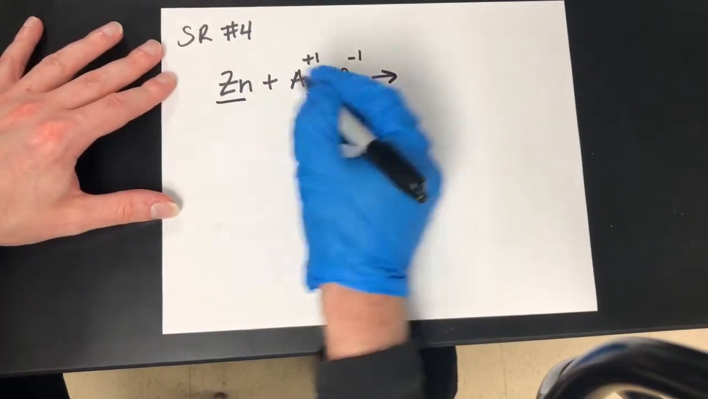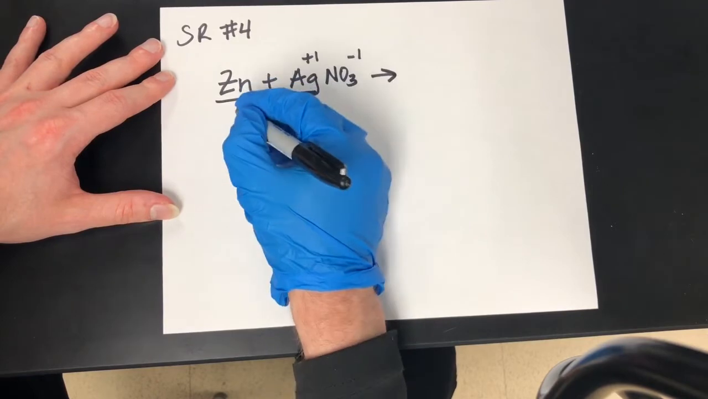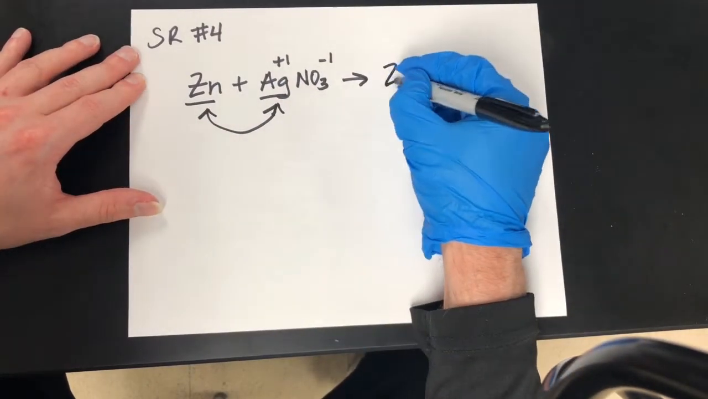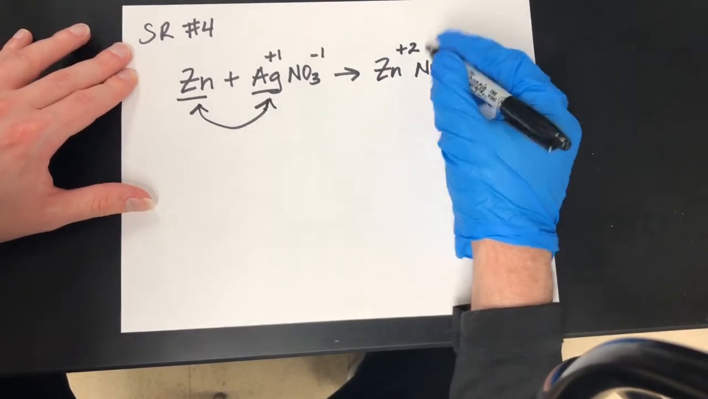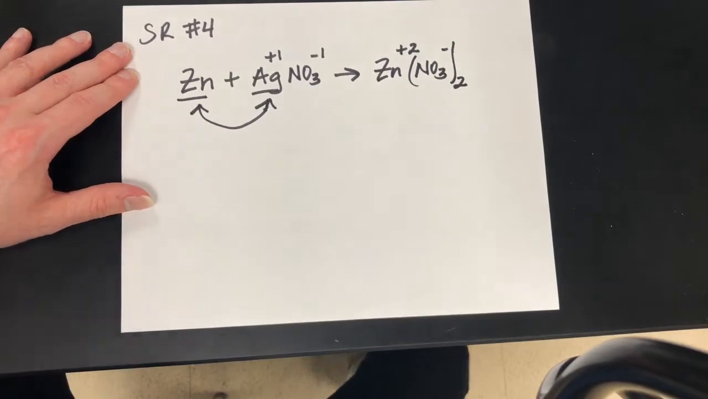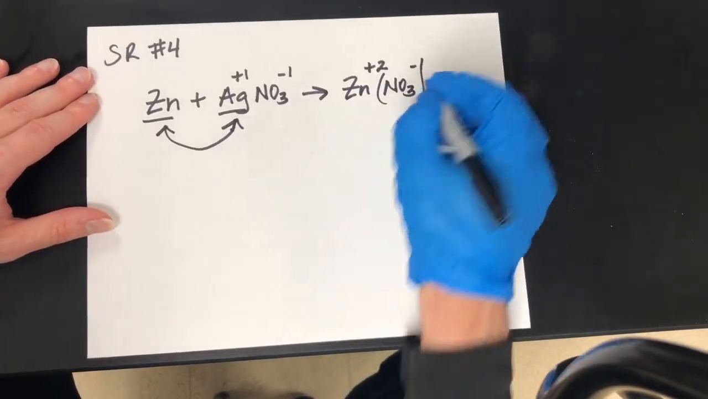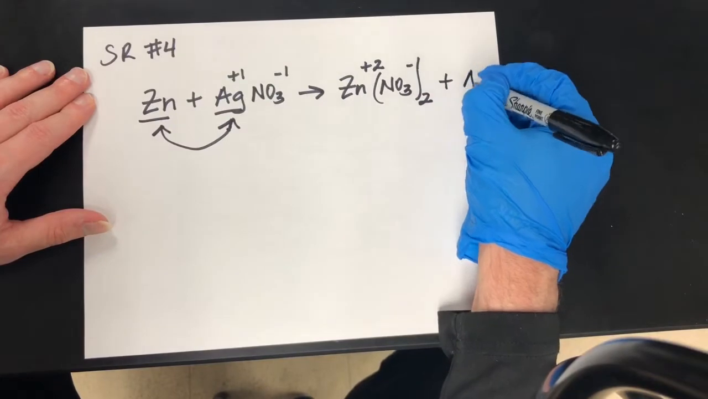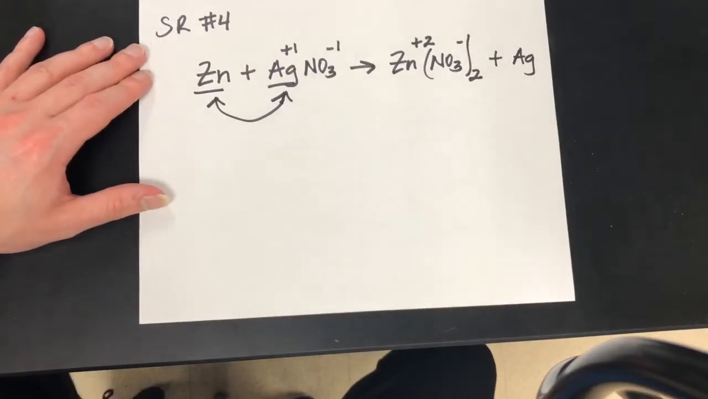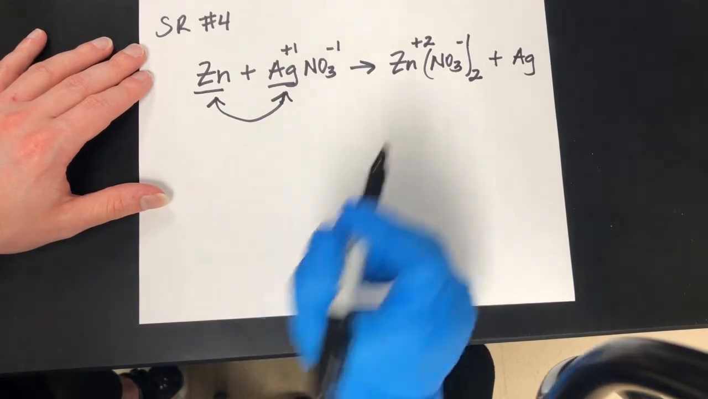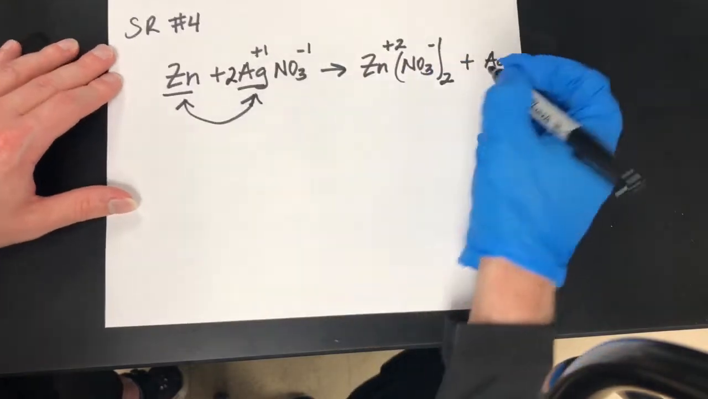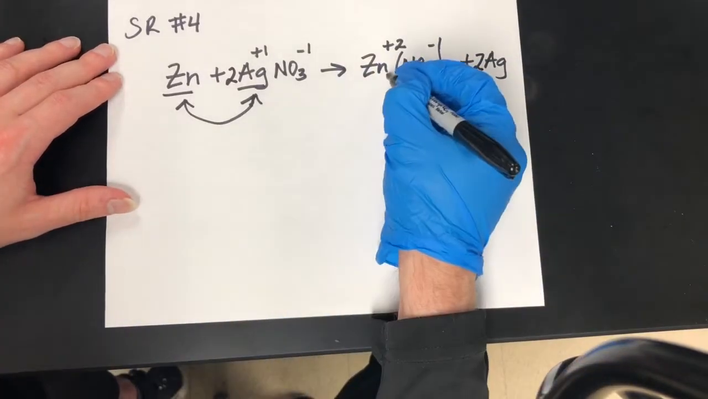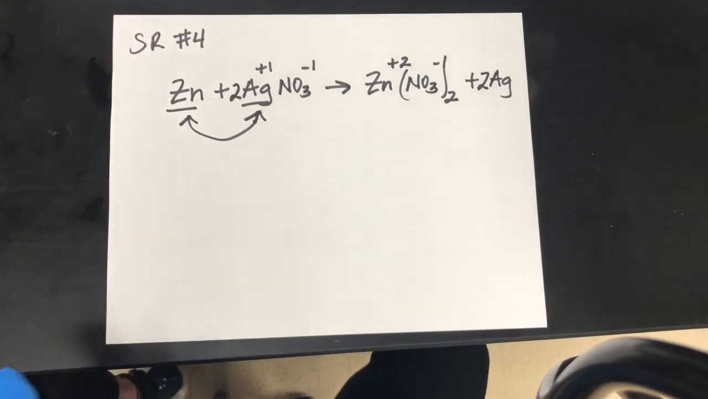Okay, so these two things are going to switch places, and so we get Zn with a +2 charge, NO3 with a -1 charge, and we have to crisscross because they don't have the same charges, plus Ag. So let's balance this. We have 2 nitrates on this side. We need to put 2 nitrates on this side. 2 Ags, 2 Ags, 1 Zn, 1 Zn. It should be balanced. Okay, so we'll come back and look at what it actually looks like in real life.